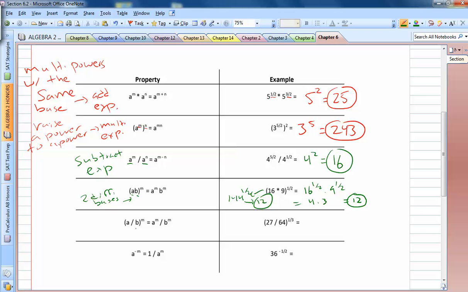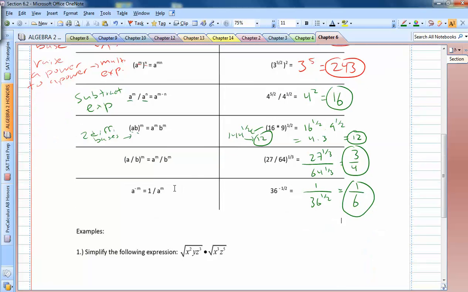Likewise, if you're dividing two bases, you can distribute the exponent like this. That's okay to do as well. And hopefully you recognize that's just cube root, so you get 3/4. And last, when you have negative exponents, just remember that we can flip it over. So we get 1/6 in that case.